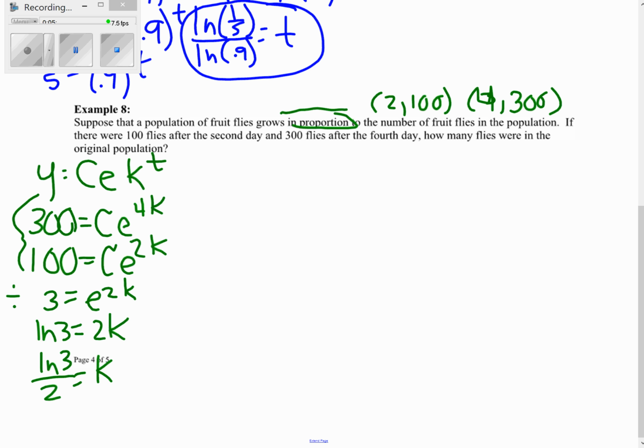Now, how many flies were there in the original population? So I'm going to plug that back into one of my equations. 2 times 1/2 ln of 3.